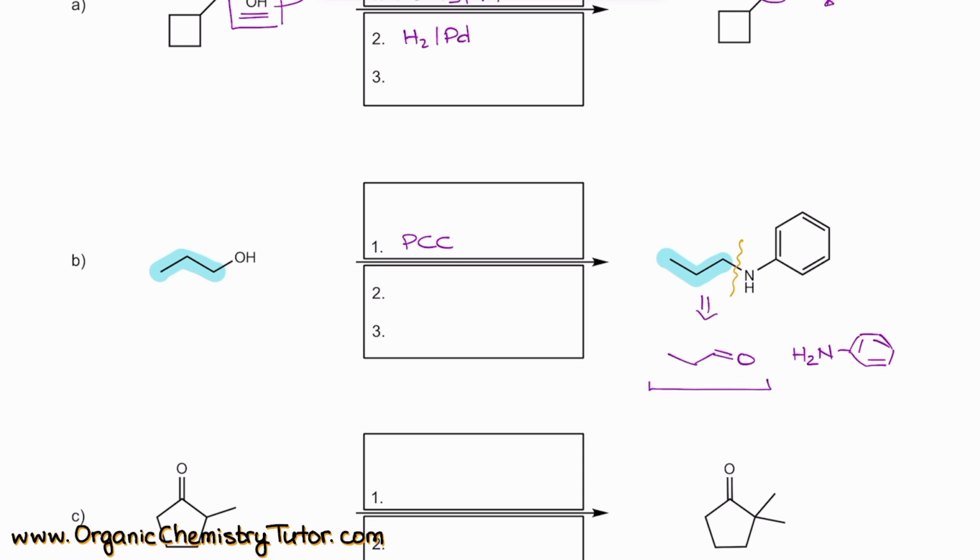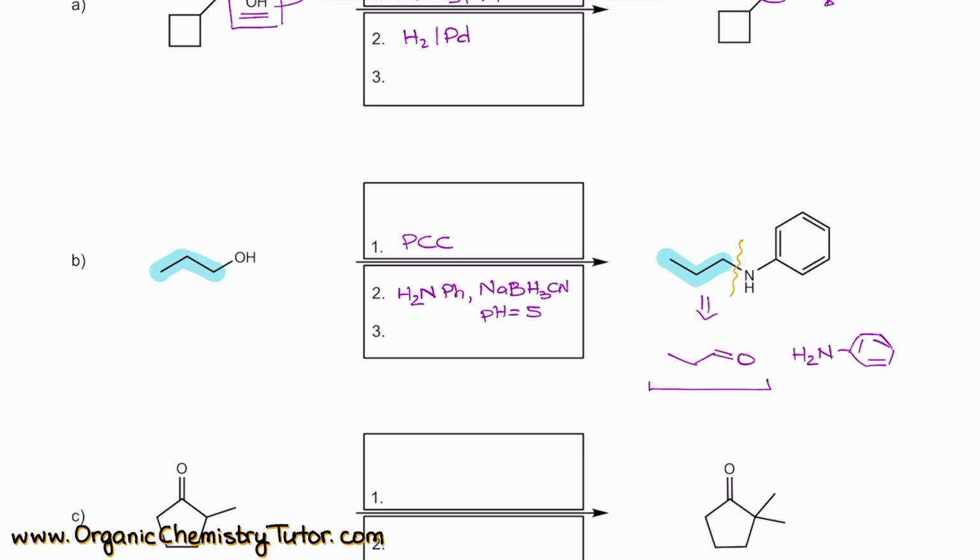Then our step number 2 is going to be our aniline, so H2N phenyl ring, and if I want to do it as a single pot procedure, I'm going to be using sodium cyanoborohydride, NaBH3CN, and that is typically done at a pH of around 5 or so, and that gives us our product right away.